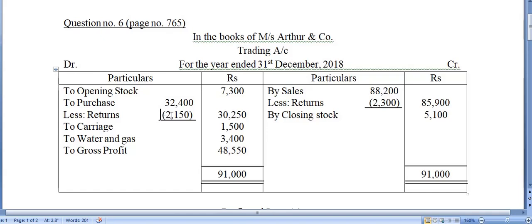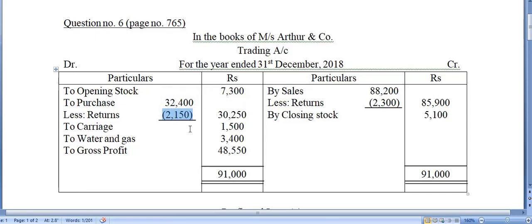Remember this. In this trial balance, only "returns" is mentioned. There is no purchase return, no return outward or inward, nothing is mentioned here. Only returns is given, and the balances are in both the debit column and the credit column. So how do we identify this? If the returns are given in the debit column, then it is the sales returns. And if the returns are written in the credit column, then it is your purchase returns.